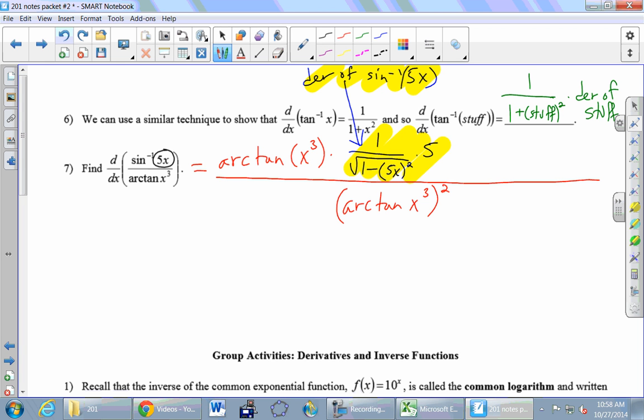Okay, so again, quotient rule says bottom times derivative of the top. What's the next word? Minus top times derivative of the bottom. So we'll copy the top. And then we need to multiply by derivative of the bottom. So all this stuff right here is supposed to be derivative of arctan x cubed.